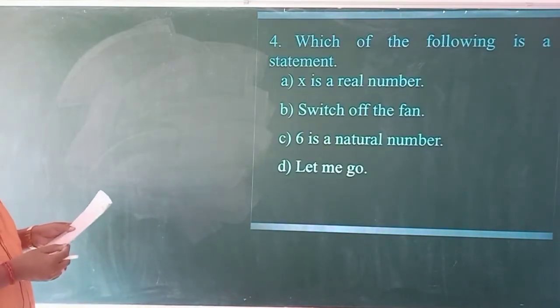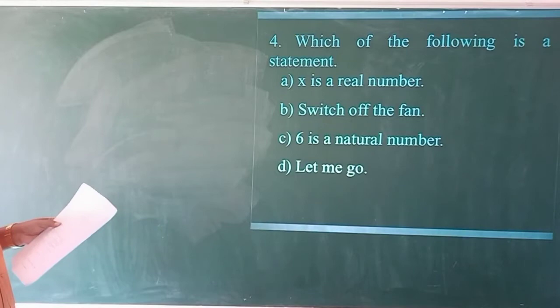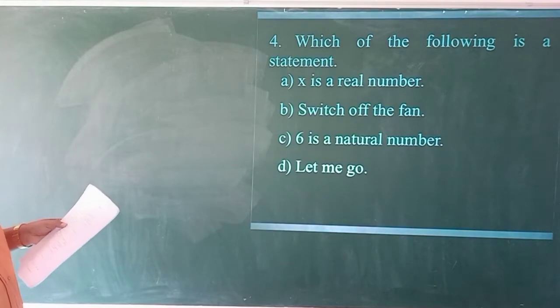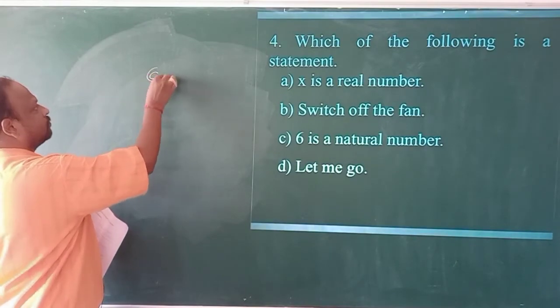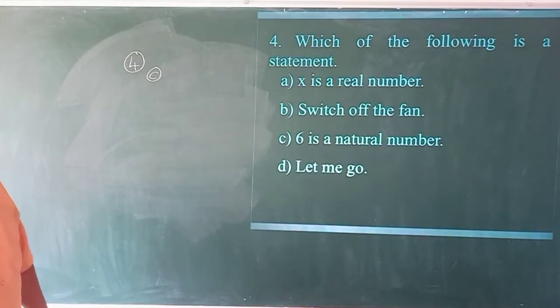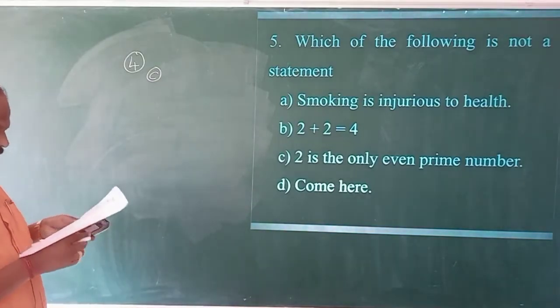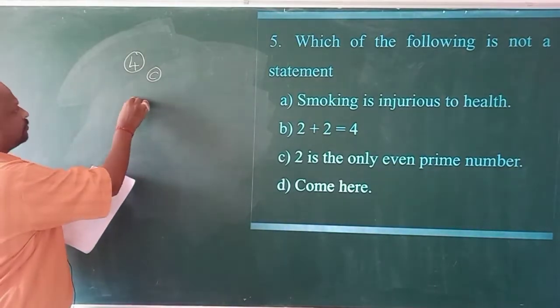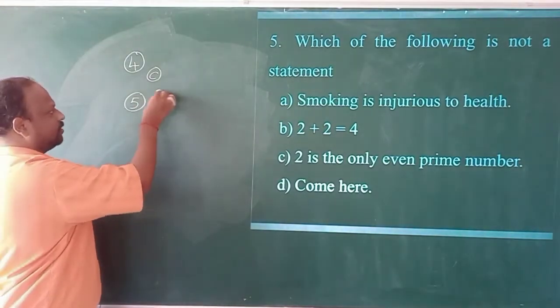Which of the following is a statement? So here x is a real number, switch off the fan, let me go, 6 is a natural number. So here option C is a statement. We'll go for next one. Fifth one. Which of the following is not a statement? Come here. This is an order. It is not a statement.